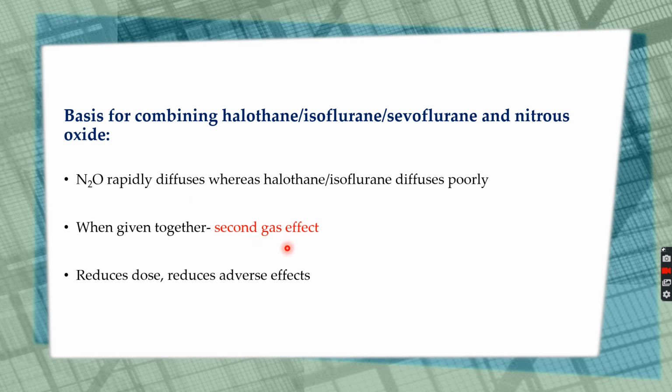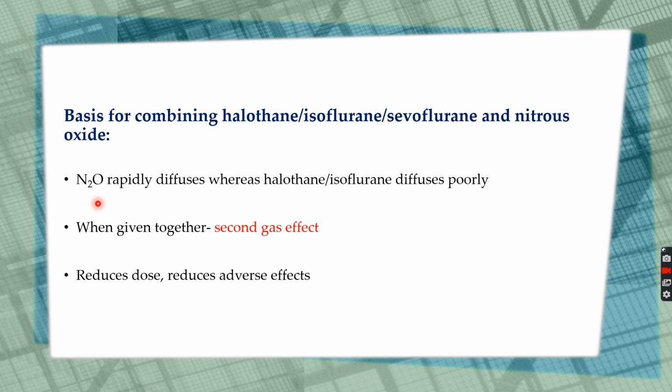Now the second gas effect is seen with nitrous oxide, wherein when nitrous oxide is given along with another volatile liquid or gas, because nitrous oxide rapidly diffuses into the alveoli, along with it, it will also take the second gas, which can be halothane or isoflurane. It will also take the second gas along with it, because of which the second gas also will have a good diffusion. So to repeat it again, the second gas effect is normally seen with nitrous oxide.